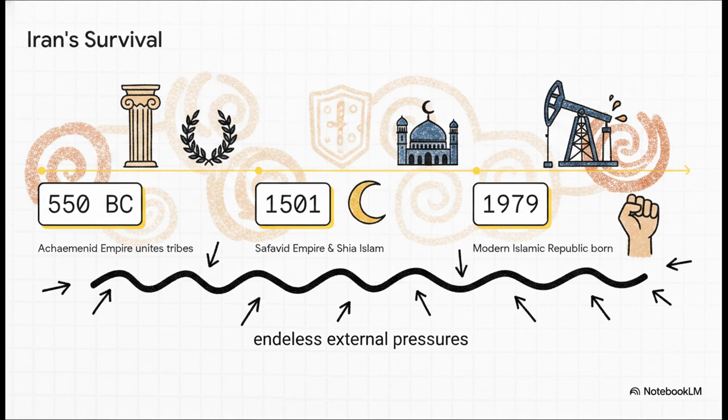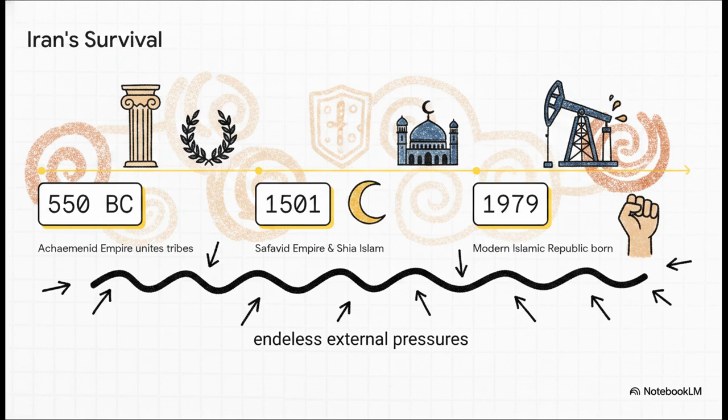From the mighty Achaemenid Empire back in 550 BC, through devastating invasions by Alexander the Great and the Mongols, they survived by basically absorbing their conquerors into their deep Persian culture. Then in 1501, the Safavid Empire made this absolutely crucial pivot, establishing Shia Islam as the state religion, which permanently differentiated them from their neighbors.